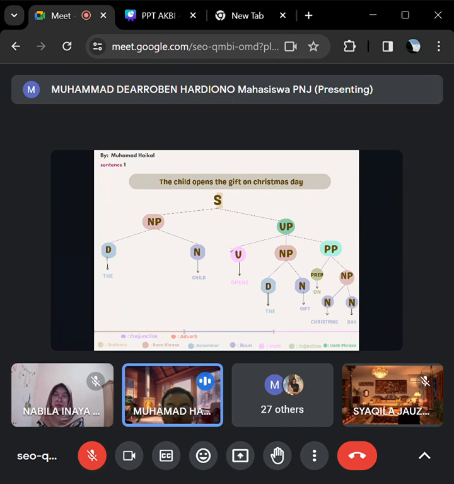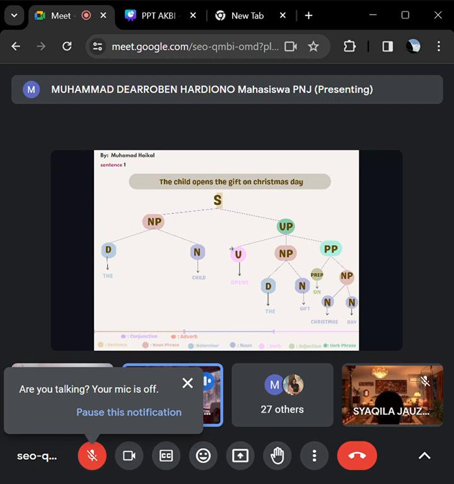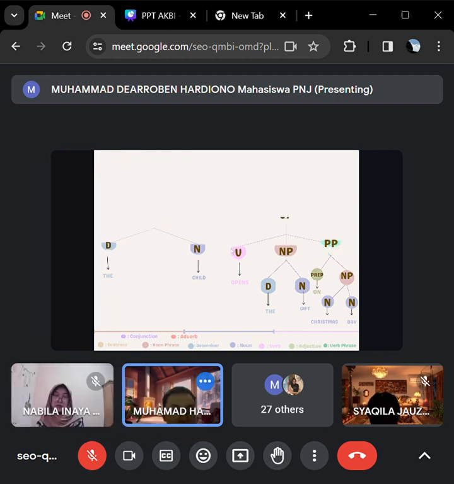And for the specified, the verb in the sentence is "opened" and belongs to the action verbs. The noun phrase is also composed of two branches, determiner and a noun. Determiner is "the" and the noun is "gift". And the prepositional phrase is composed of two branches, preposition and noun phrase. The preposition is "on" and the noun phrase consists of two branches, noun "Christmas", noun "day". Next, please.